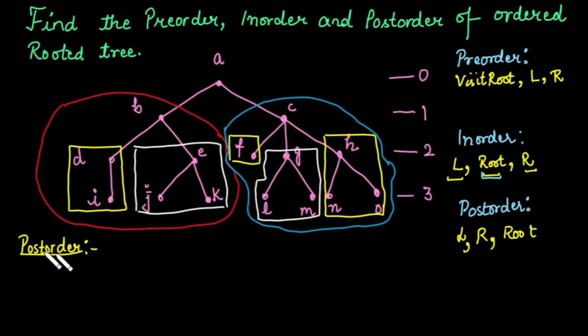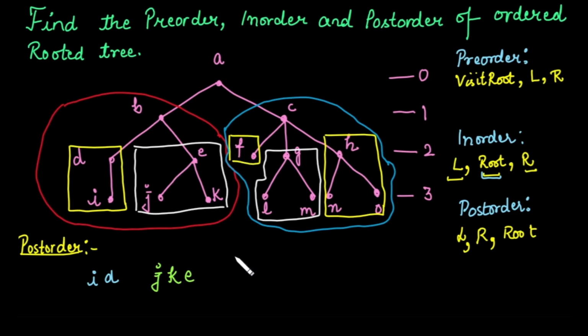Now let's write the post-order traversal for this ordered rooted tree. Start from the bottom level of subtrees. So the first subtree we have this. In post-order, first we will take the left child, and the left child is I. Right child, there exists no right child, so root this. Whereas for the next subtree, left child is J. After that visit the right child, that is K. Then visit the root E.